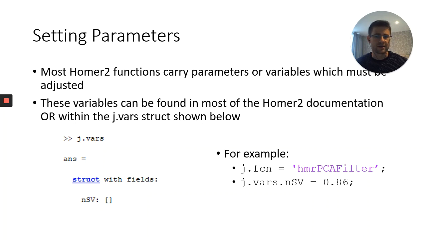Also noting that when you call these functions, you're also going to have input parameters. So if I call, in this case, a PCA filter, I have to actually designate the input parameter for that PCA filter. In order to do that, you find the job that you designated, the run Homer2 module job, and you look up the vars, which are the variables for that function. So parameters, variables, they're going to be the same vocabulary there. If you call j.vars, you'll get the list of variables available.